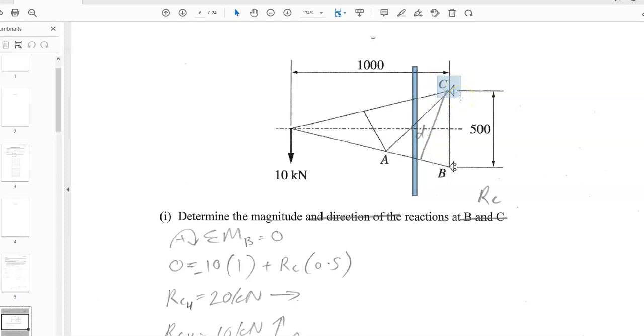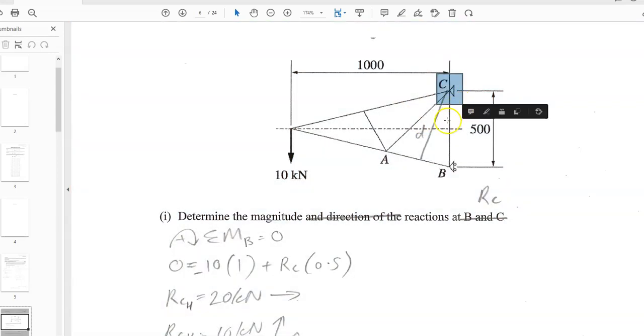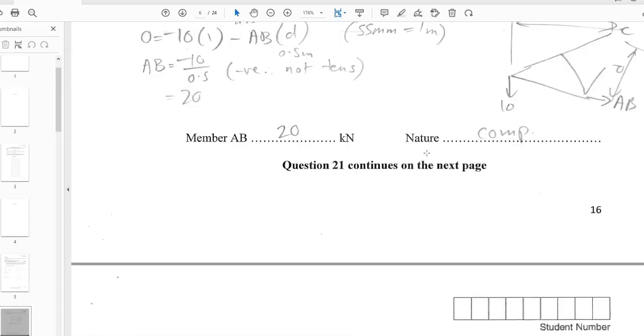We'll learn more about this when we do trusses in greater detail. But as we cut through AB, the two forces, this one and this one, are ignored because we're taking moments about C. Then what we need to know is the perpendicular distance to this member AB. When I measure it with a ruler, it happens to be about 500. Otherwise, you can check out my YouTube videos where I demonstrate using trigonometry to find the value. So that's the alternative way of doing this. Okay, moving on.